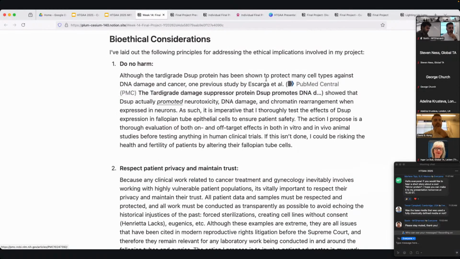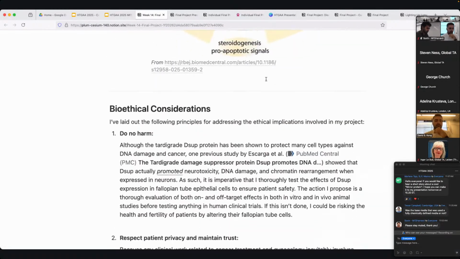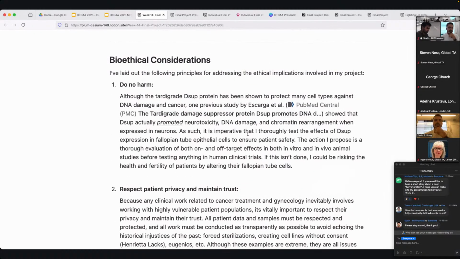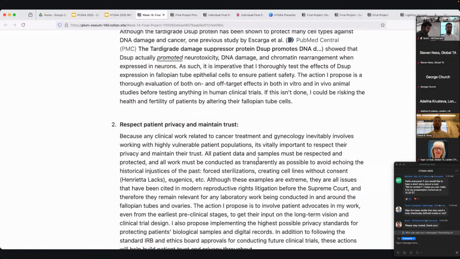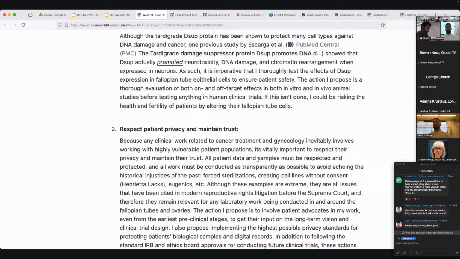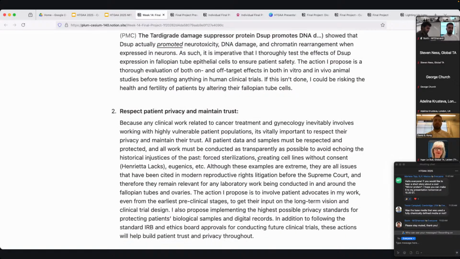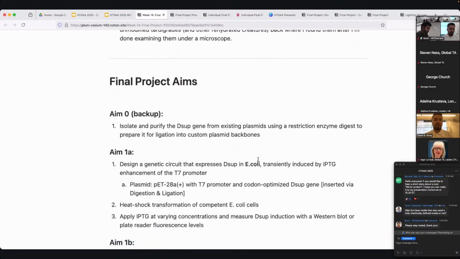One of my important bioethical considerations was that previous work has shown that the DSUP protein can be really effective at preventing DNA damage in some cell types, but one experiment in neurons actually showed that it increased DNA damage and neurotoxicity. So I wanted to make sure that we're testing this really thoroughly, so that we know within fallopian tube cells, where it hasn't been expressed before, we're having the good effects and not the bad ones.